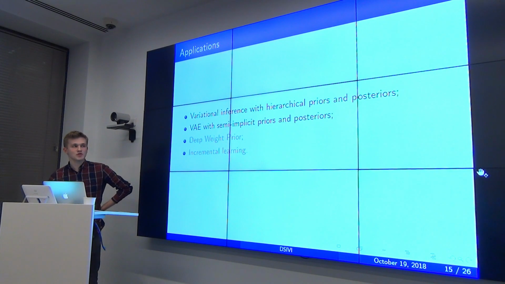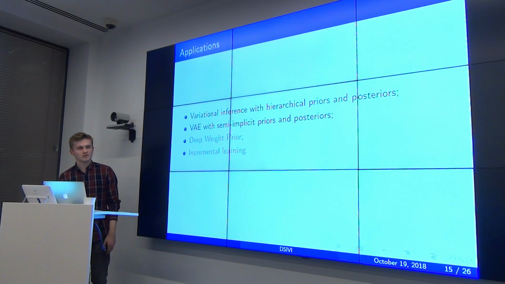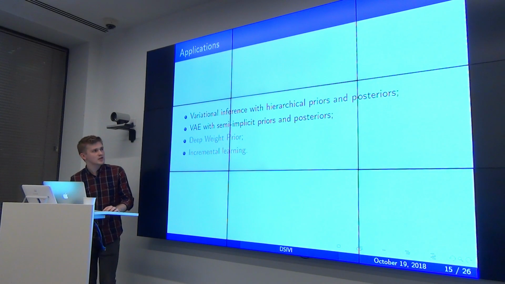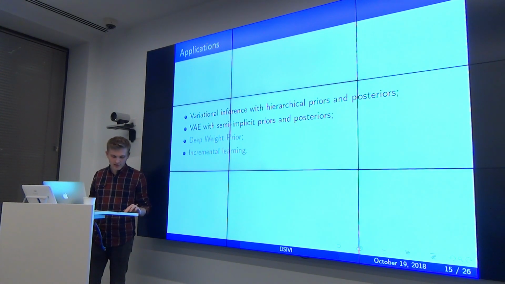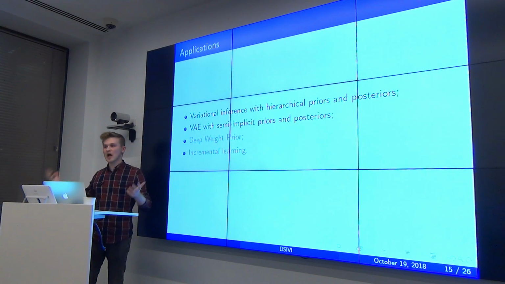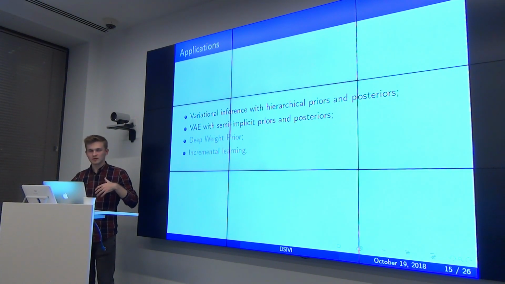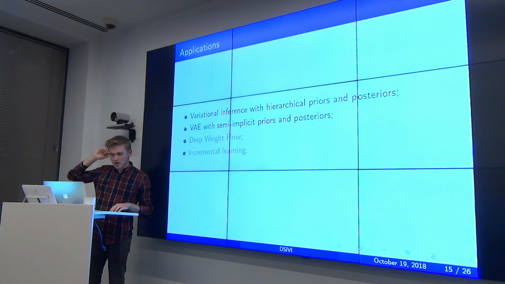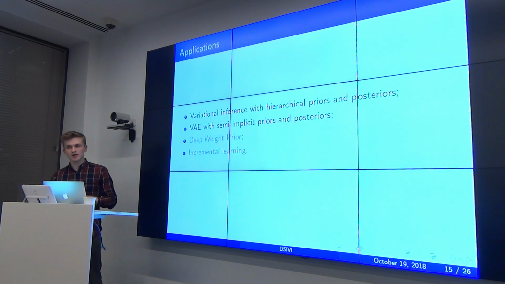let's go on to the applications. Why would we need that? Well, first, why would we need implicit priors? That might not be obvious. But first, I'm going to tell you about variational inference with hierarchical priors. It's often the case that we're not satisfied with just some priors which have a lot of hyperparameters, and we would like to have a prior on hyperparameters to perform variational inference in a hierarchical model. I will also tell you about variational autoencoders with semi-implicit priors and posteriors.